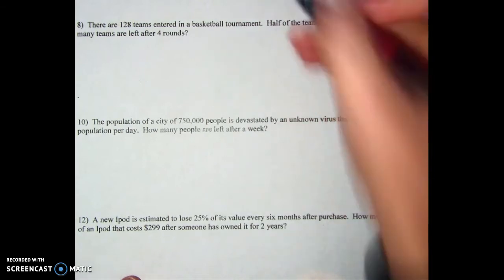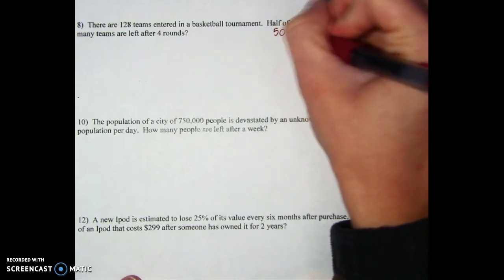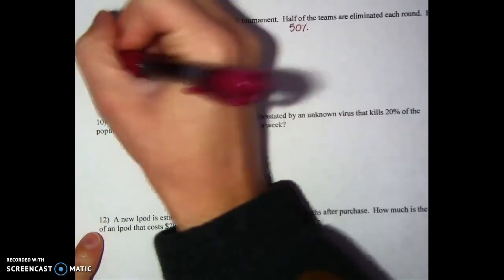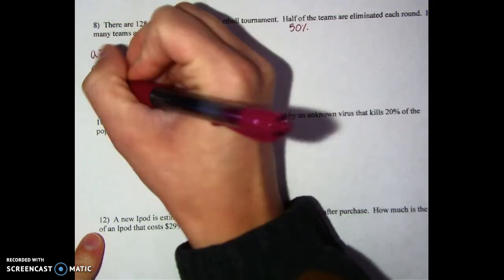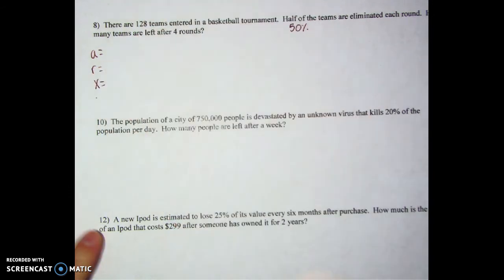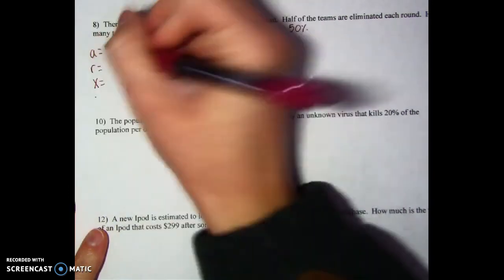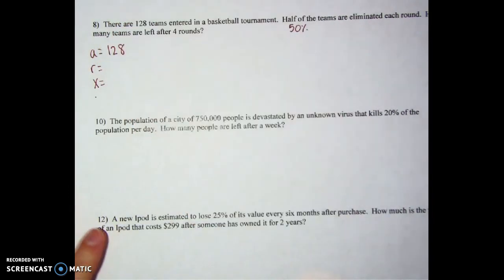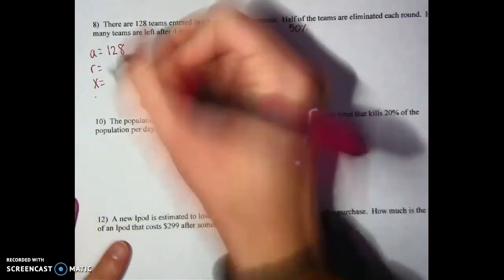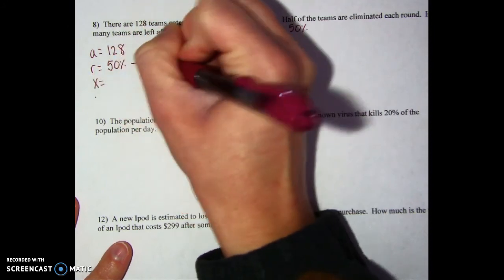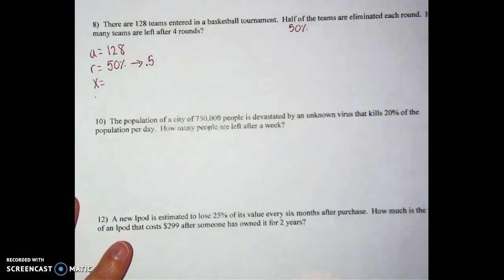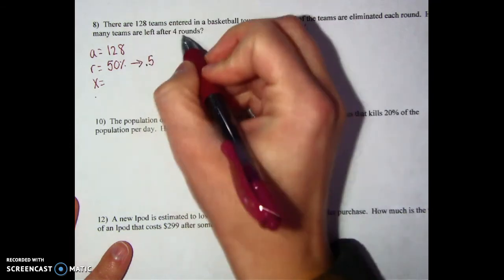So hopefully you know half is 50%, by the way. So let's start with A, R, and X. A is the starting amount, which is 128. R is the rate, which is 50%, which I'm going to rewrite as 0.5. And X is 4 rounds.